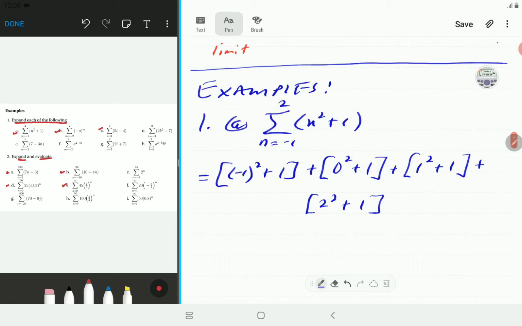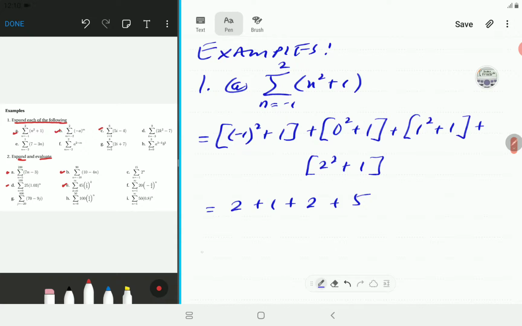Okay. Question hasn't said evaluate. We're just going to simplify this. So this first one is going to be 1 plus 1, and the next one is going to be 1, and the third one is going to be 2 again, and the last one is going to be 5.